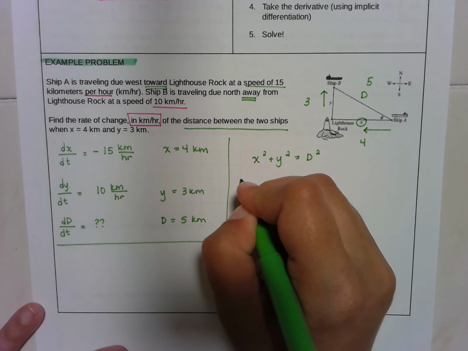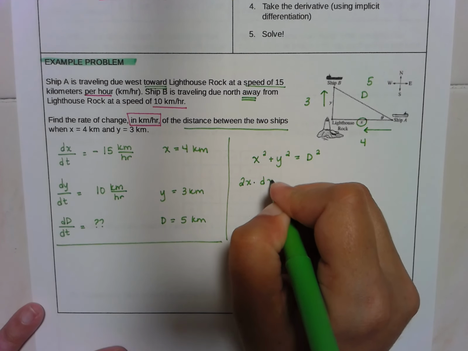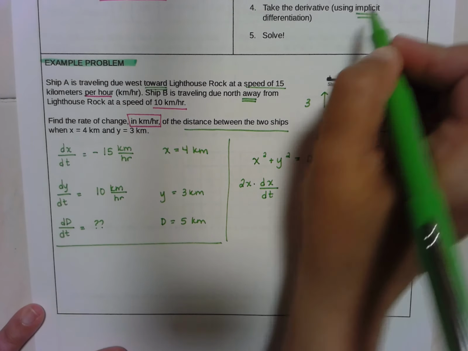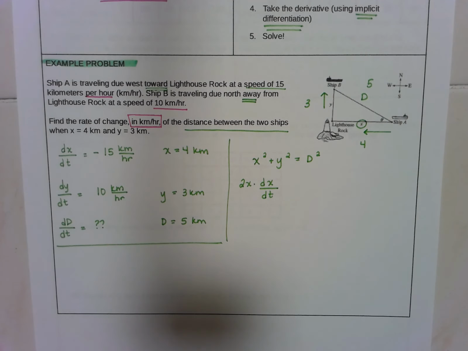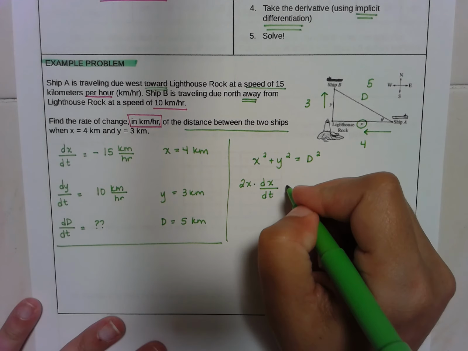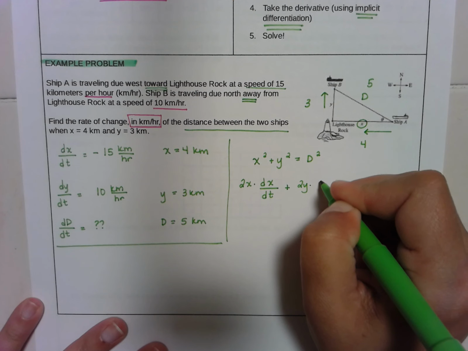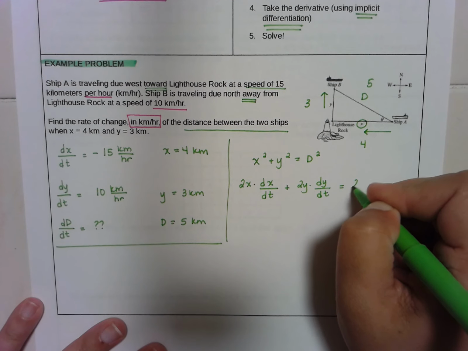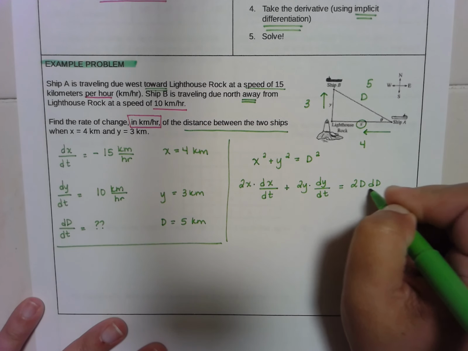Then I'm going to take the derivative, which means I'm going to have 2x and then times dx over dt. This little dx over dt is what I mean when I say use implicit differentiation, because we're showing that x is changing with respect to time. Just like whenever you take the derivative of a y, which is the dependent variable, we would always write dy over dx. In this case, since x is changing on its own, we would write dx over dt. Plus, and then I would take the derivative of y. So 2y times dy over dt equals, and then I would take the derivative, which is 2d times dd over dt.